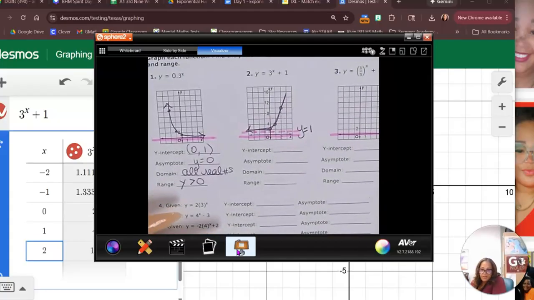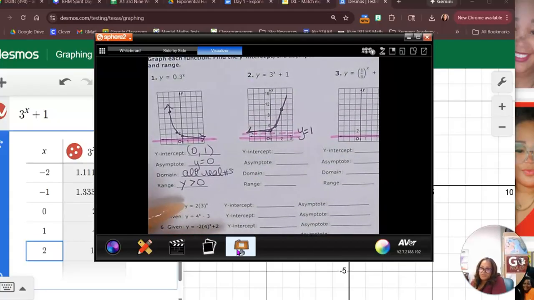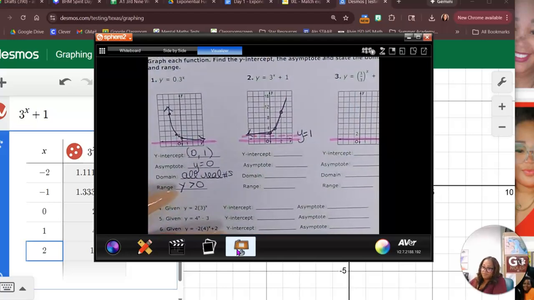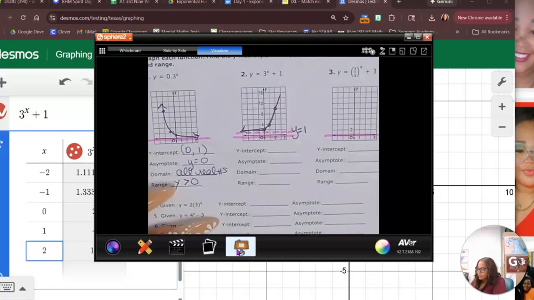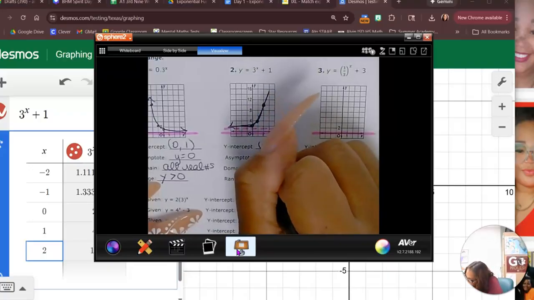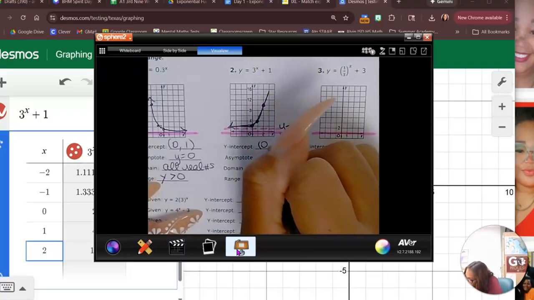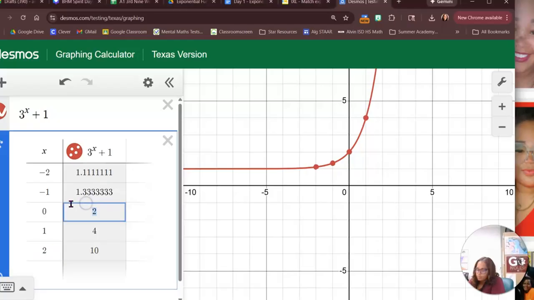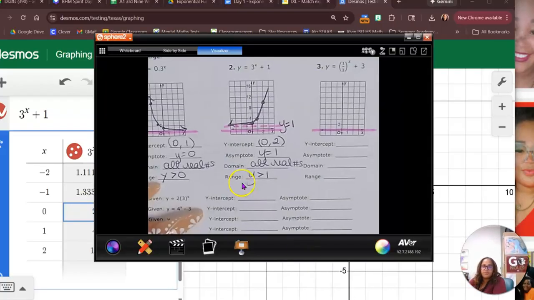Now, you're not going to see a whole lot of these where your asymptote does not equal 0. So this is just taking it a notch above. Okay, this is the summary version. So my y-intercept is 0, 2. My asymptote is y equals 1. My domain is all real numbers. And my range is y is greater than 1, because remember, it approaches the asymptote, but it does not touch it.